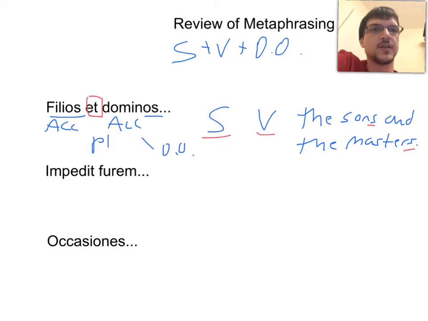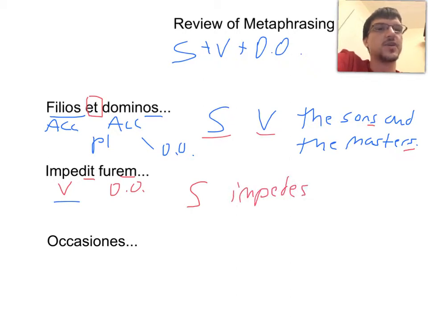Impedit furem. Here, we say, okay, we have our T ending on impedit, probably a verb. We have an EM ending on furem, that probably means direct object because it's accusative, right? So what are we missing? We're still missing our subject, so we have to leave that as our S. We do have our verb this time. So, subject impedes, and then what does the subject impede? We have our direct object. It impedes the thief.